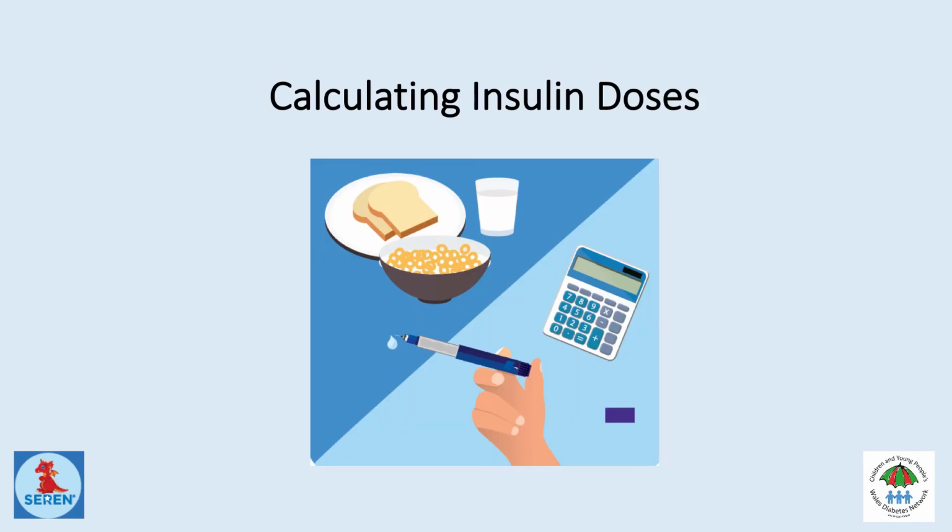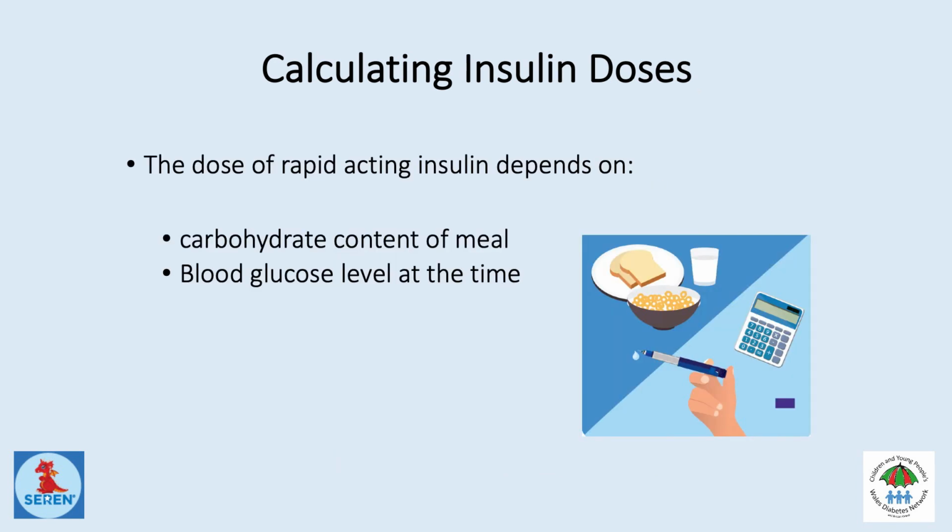Calculating insulin doses. When calculating insulin doses, the amount of rapid-acting insulin, Humalog, Novorapid, Fiasp, or Apidra, will depend on the amount of carbohydrate in the meal and the blood glucose level at that time.